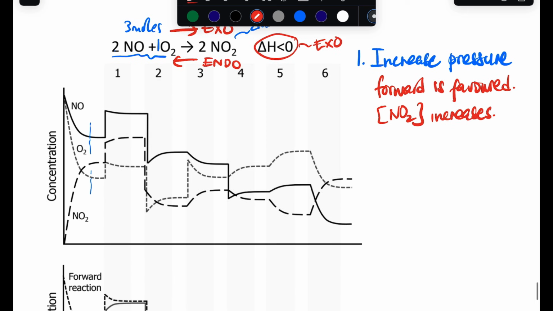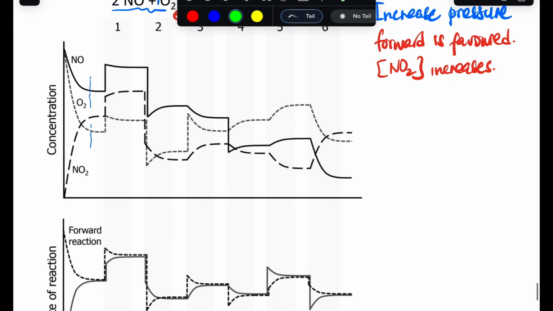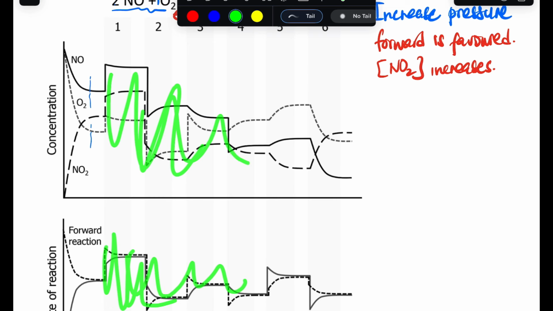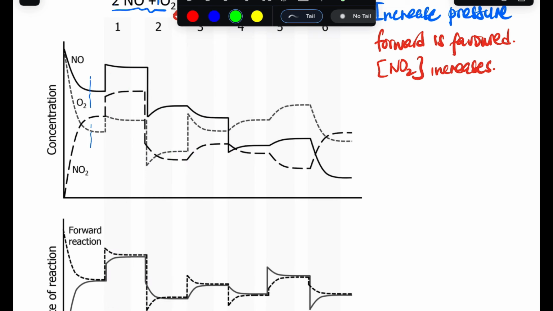So that was the pressure. The main thing there, what was the disturbance? It's a pressure increase. Now let's look at the pressure increase in terms of this graph, guys. These are the same graph, but this one shows the rate, and this one shows the concentration. Let's look at T1 there.